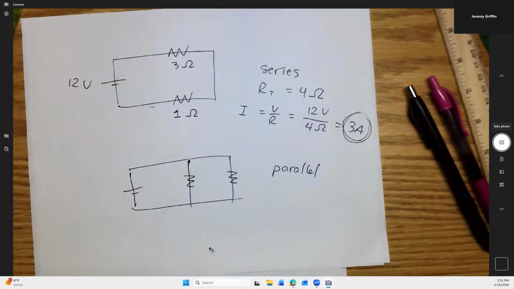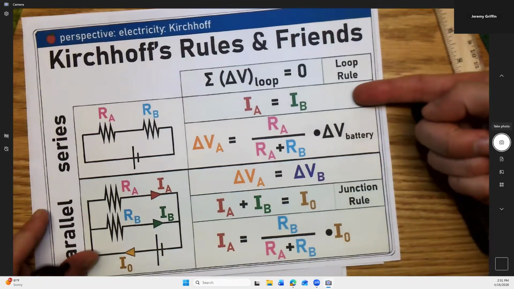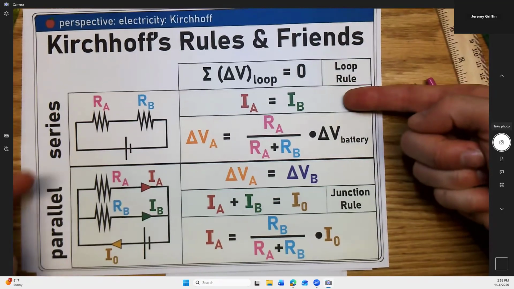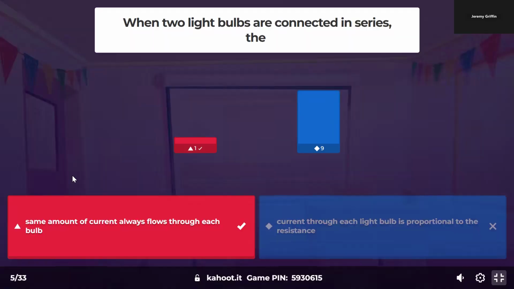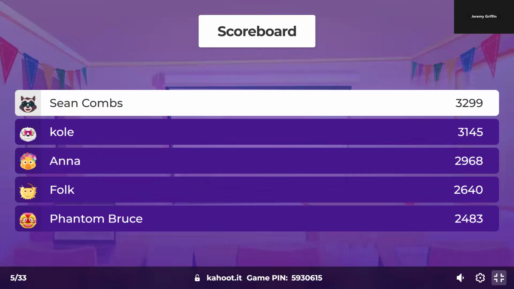So guys, it's 3 amps everywhere. Anytime you have a series setup, the current's the same everywhere. And here's my Kirchhoff rules. Guys, it's this right here. This was the question you guys just got. For series, the current's always the same through the resistors, even if they're different resistances. The current's the same in series. Okay, now, parallel that changes, but let's see what we got next here.